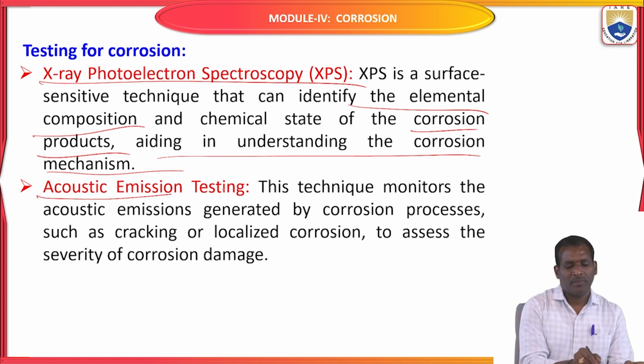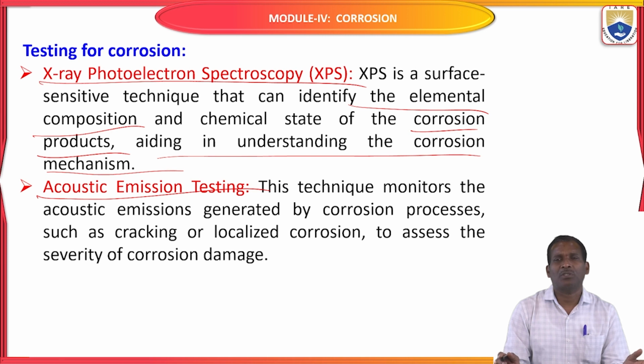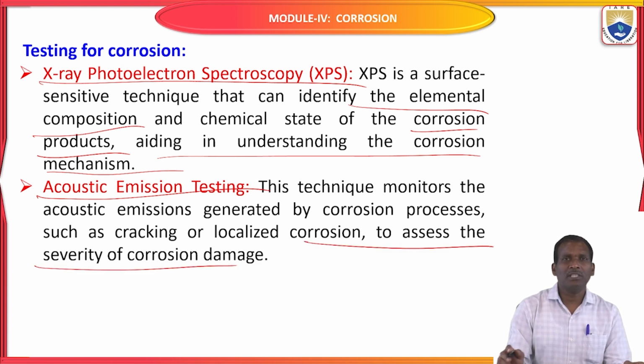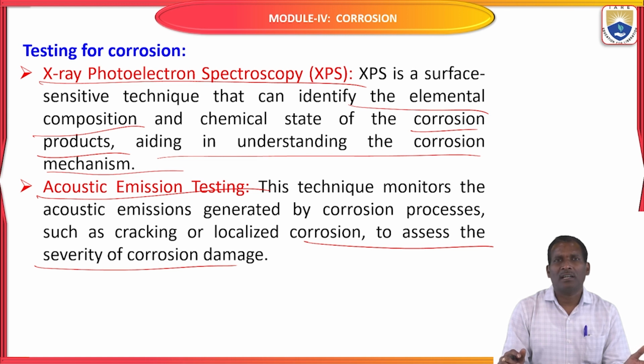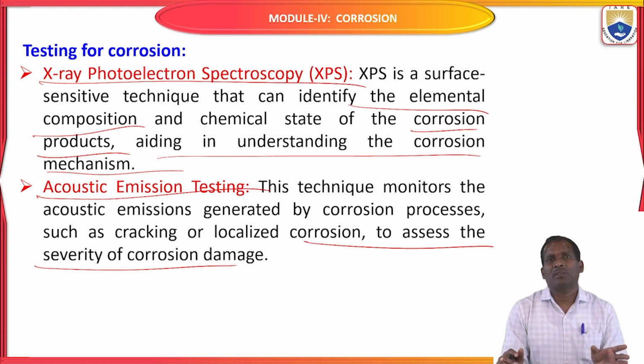And acoustic emission testing. This technique monitors the acoustic emissions generated by corrosion processes, such as cracking or localized corrosion, to assess the severity of corrosion damage. Here you can detect the cracking and localized corrosion. Suppose any object is corroded, that corrosion generates some acoustic emissions. By monitoring these acoustic emissions, you can calculate the corrosion rate and assess the severity of the corrosion damage. You can identify it and then prevent the corrosion, so that you can reduce the corrosion, and you can reduce the cost of the product. You can eliminate it also.